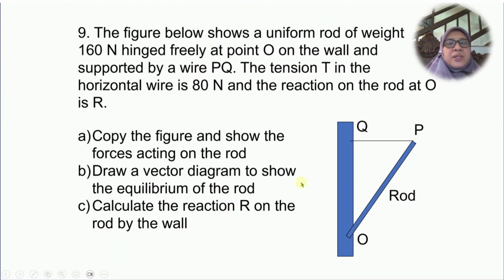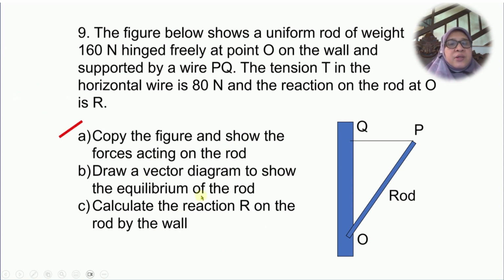Okay, so now we do question 9. The figure below shows a uniform rod of weight 160 Newton hinged freely at point O on the wall and supported by a wire PQ. The tension T in the horizontal wire is 80 Newton and the reaction on the rod at O is R. Copy the figure and show the forces.